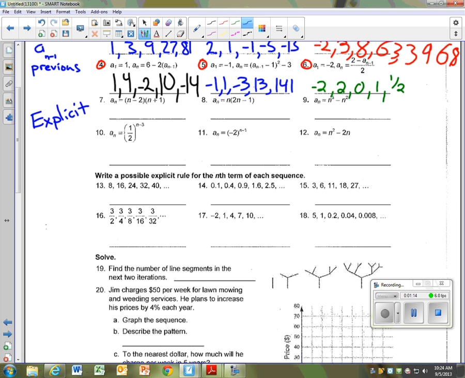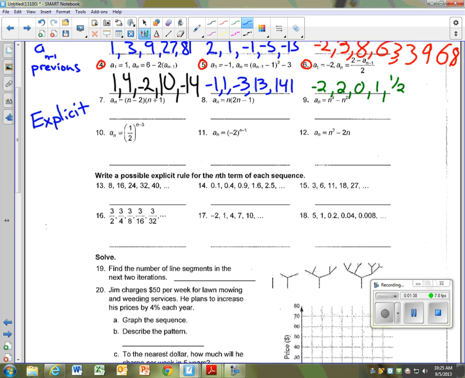Not like explicit lyrics on your albums that you buy, but rather explicit, meaning we can find any term. So you don't have to know the first one to find the next one, okay? So they don't give us a first term here, but we would like to generate a sub 1. How do we generate the first term?